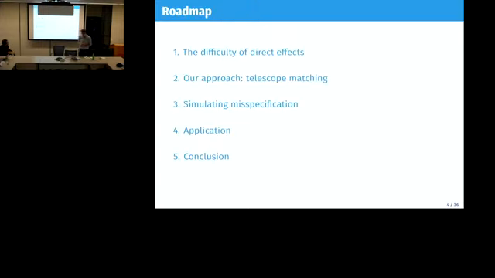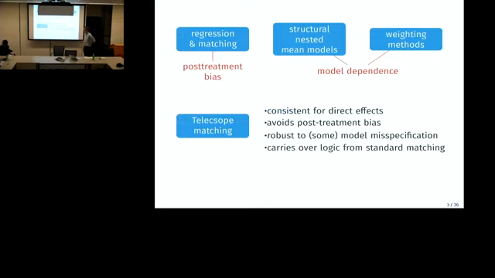So here's a, may I ask a quick question, please? Can you give me a practical example of a post-treatment bias?